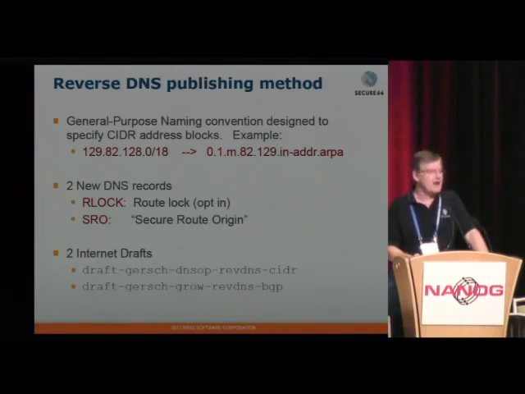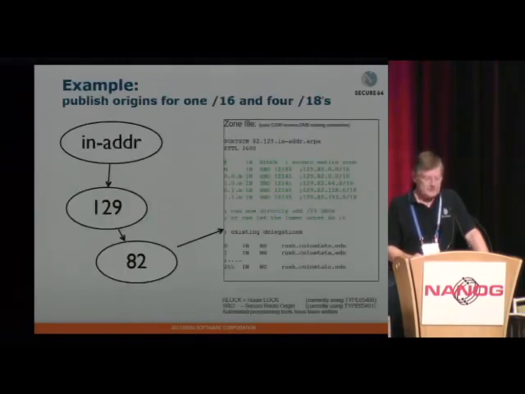So RLOC says, I'm opting in. I have a zone, and I want to opt into this publishing mechanism. I want to lock the zone so it says, deny every prefix that comes in unless I specifically authorize it with an SRO, which stands for Secure Route Origin. So let's give an example of what that looks like.